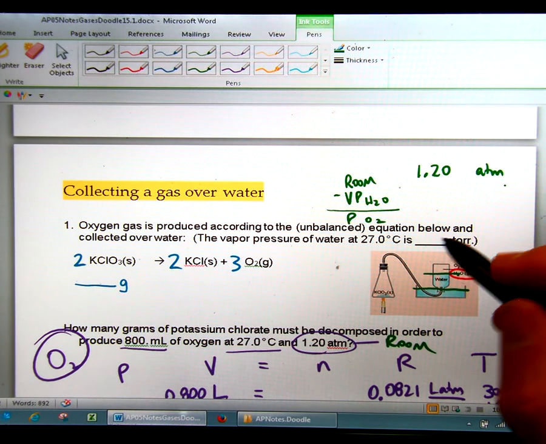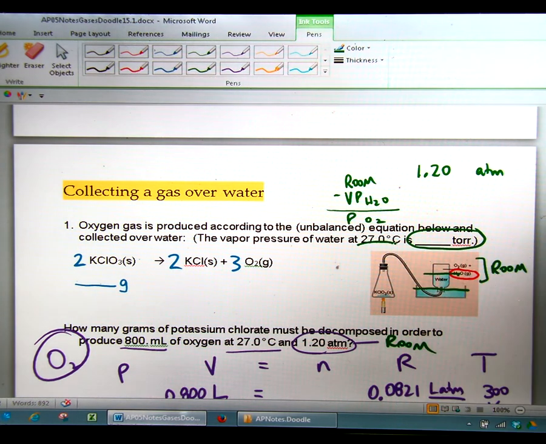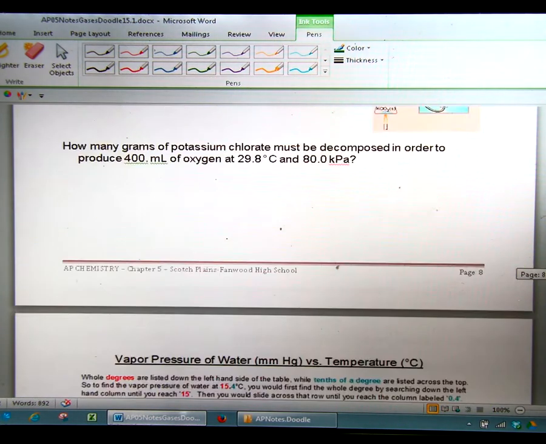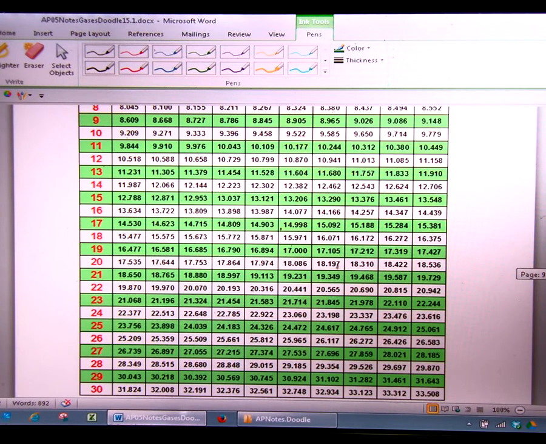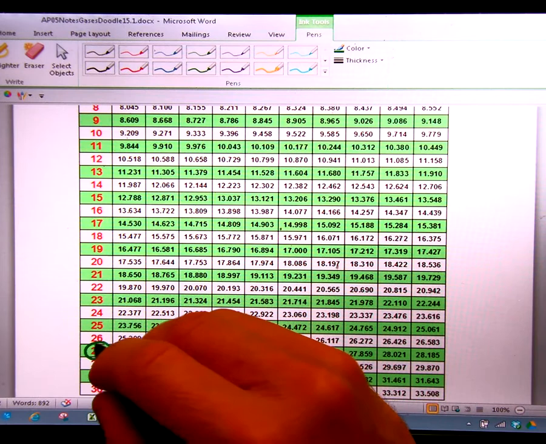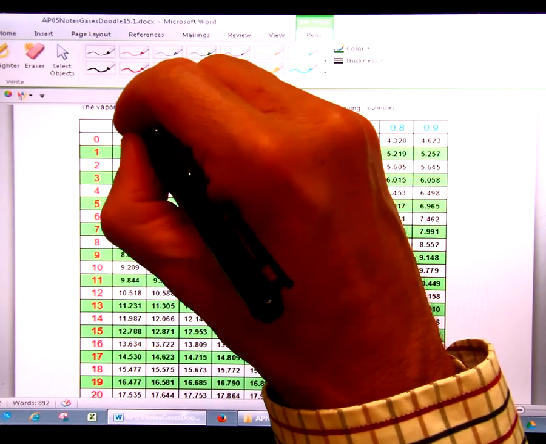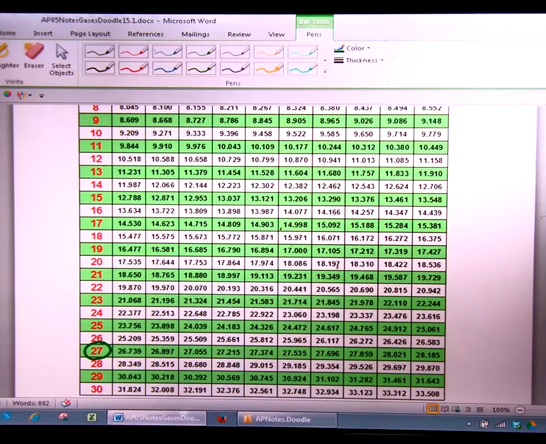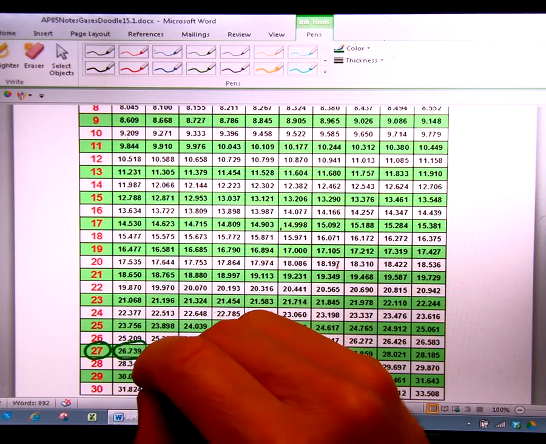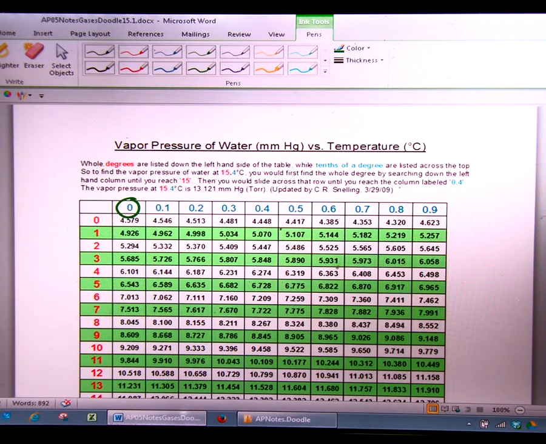Now I have to look up the vapor pressure of water right here. I have to look it up on a chart. And it's at 27 degrees. So we're going to go to the next page, 27.0 degrees. We're going to look at this column right here where it tells you the temperature is 27 of water. And then you're going to look up here for the decimal point, so it's 0.0. So you're going to look up 0.0. And we're going to follow that down, and we're going to get 26.739. But be careful, because the unit of this is in torr, or millimeters of mercury.